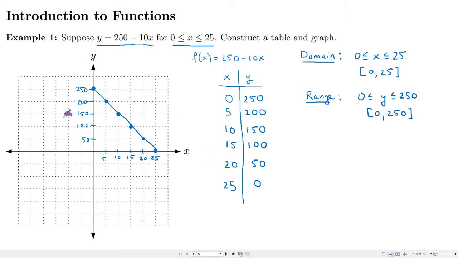Good. So I think we've done everything that was asked for. So construct the table and the graph, and that's what it looks like. I suppose that we should make a note of this since we kind of pointed it out already. So the graph of a function must pass the vertical line test.